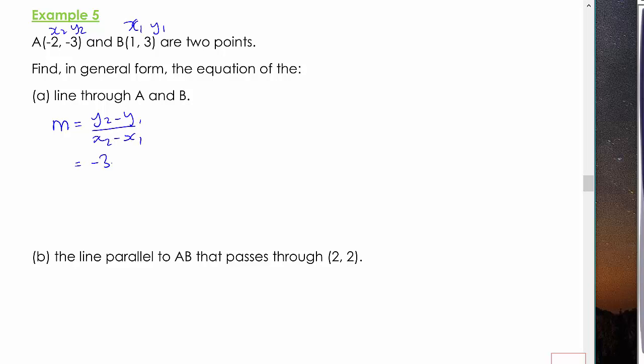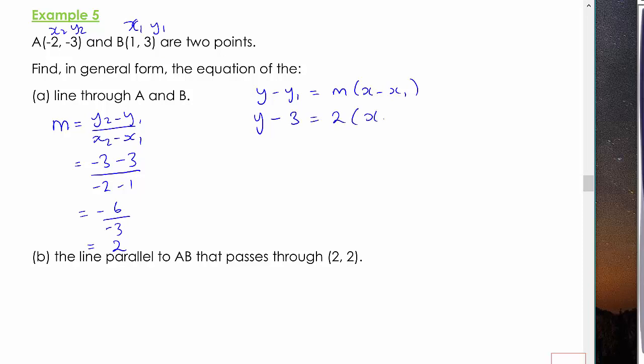So that's -3 take away 3 over -2 take away 1. So that's -6 over -3, which gives me 2. So y minus y1 is equal to m(x minus x1). So y take away 3 is going to be 2(x take away 1).